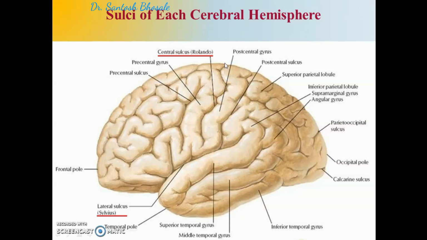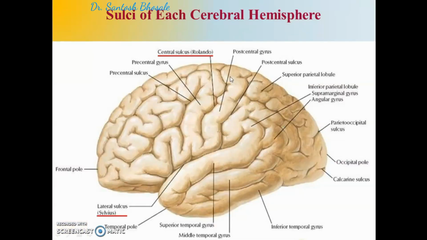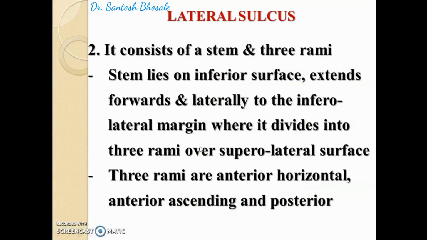Remember the features. It cuts the medial border, then runs downwards, forwards, and laterally, and lies just above the posterior rami of the lateral sulcus. Here you can see that is central sulcus, what you are seeing there. That is the lateral sulcus, posterior rami. So you can see it lies just above it.